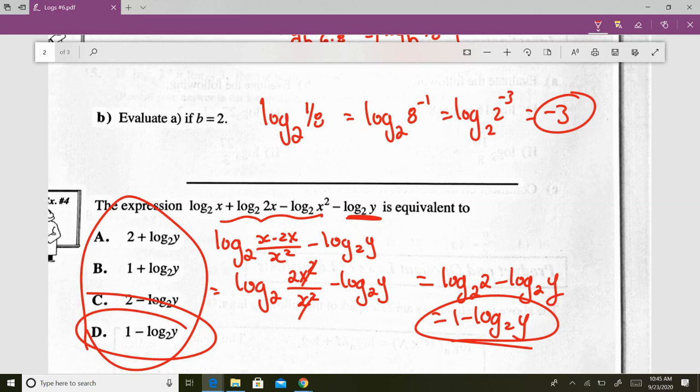All right. Are there any questions about that? If you were adding, you were multiplying the arguments. If you were subtracting, you are dividing the arguments. These are very, very important. Please do 1, 2, and 3. Please.